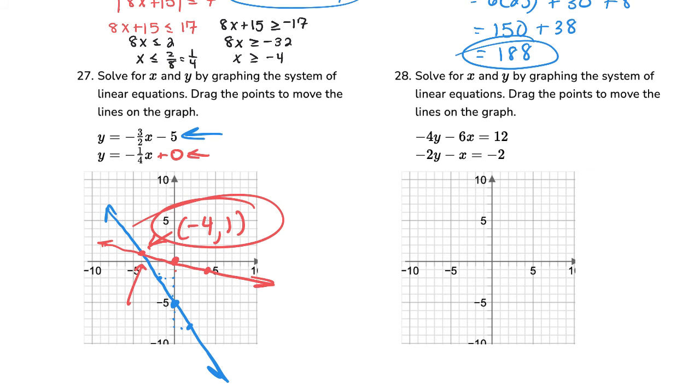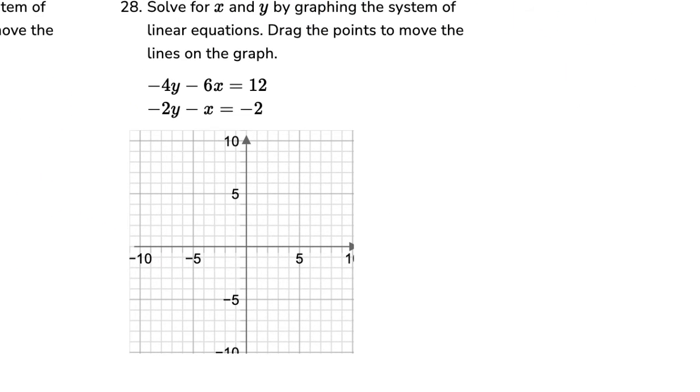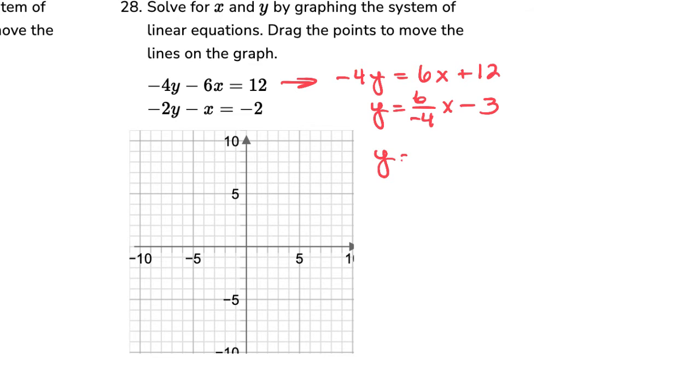Where do they cross? See, these had to be put in slope-intercept form. Move my 6x over by adding it to both sides, and I'll divide by -4. -3 over 2, just simplified the fraction. Y-intercept -3, down 3 over 2. Up 3, back 2, up 3, back 2. Something like that.